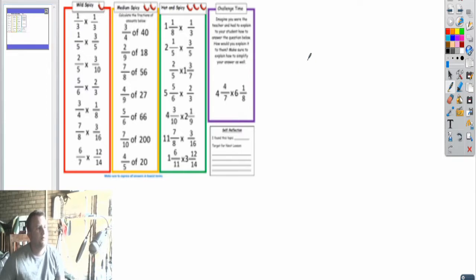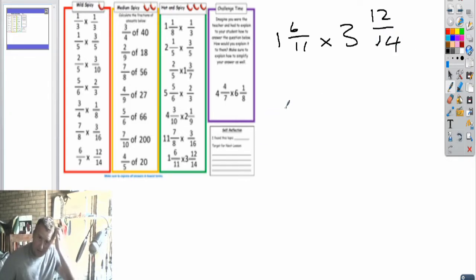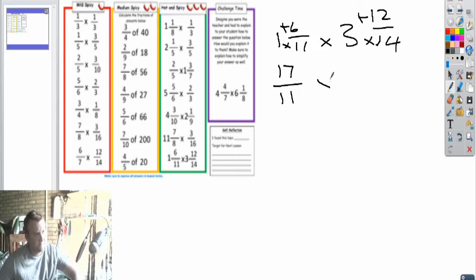And then let's go to the last one, which has 2 mixed numbers in. You've got 1 and 6 over 11 times 3 and 12 over 14. Oh, this is going to be a tough one because those denominators are quite large. Wish me luck. Okay, so 11 over 11. Multiply the bottom, add the top. That's the rule, but we should understand that we're just adding 11 over 11 to 6 over 11. So multiply the top: 1 times 11 is 11. 11 plus 6 is 17 over 11.